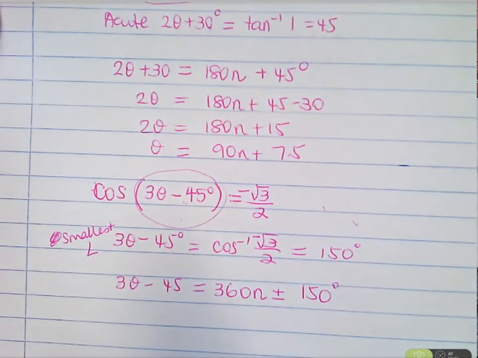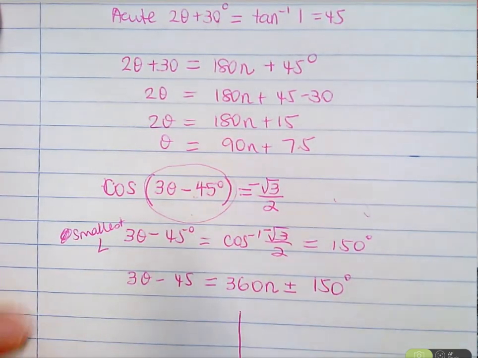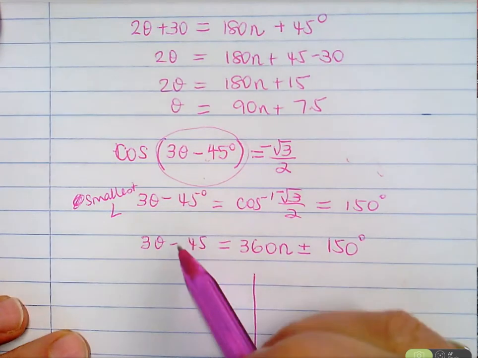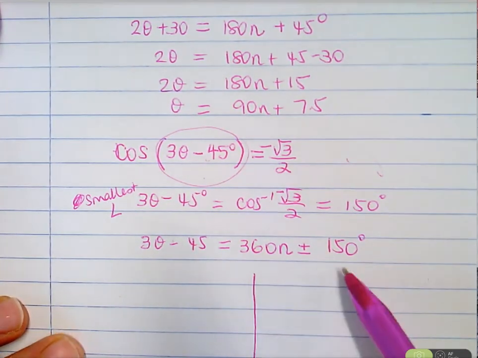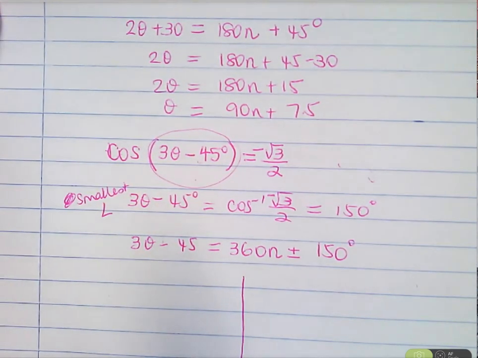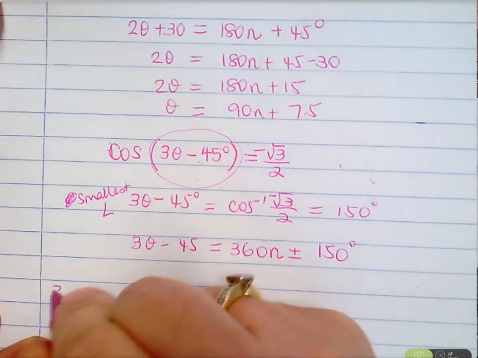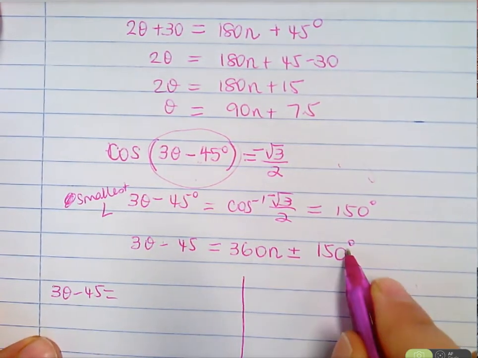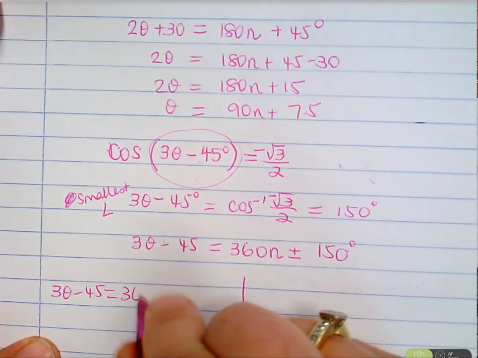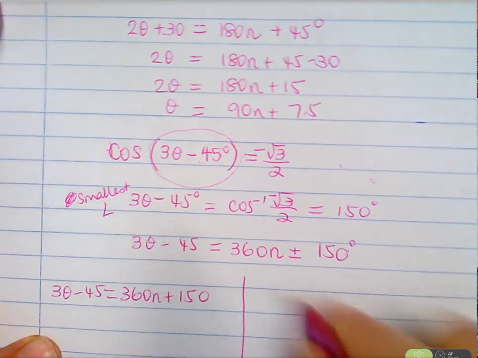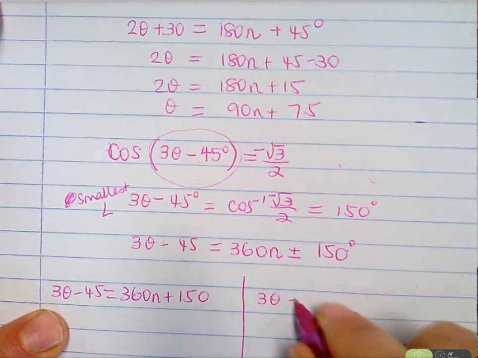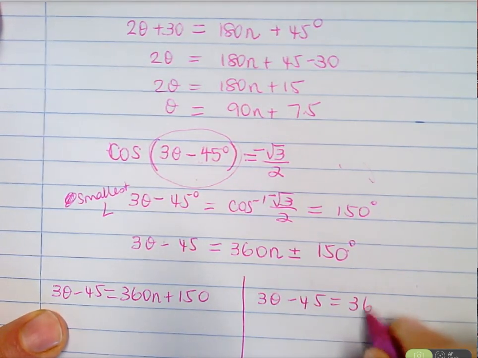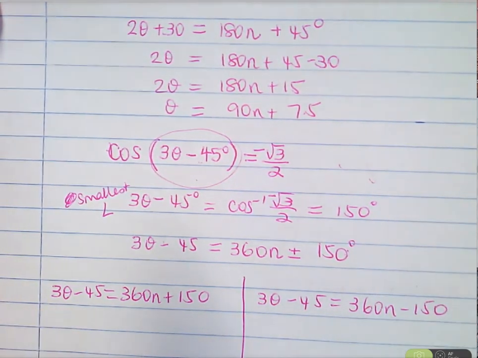So you just break it up: 360n plus 150 and 360n minus 150. We break it into 2 sections, because when you start minusing 45 you've got to work them both out, and you're going to get different answers. We say take the high road, take the low road. So you do the plus first: 3 theta minus 45 equals 360n plus 150, and then 3 theta minus 45 equals 360n minus 150.